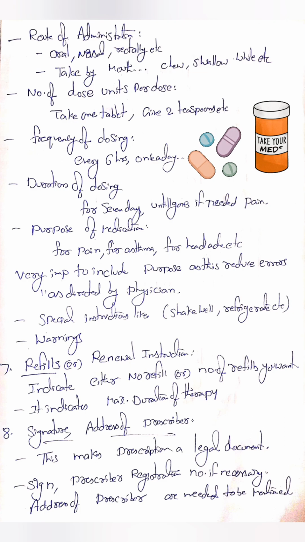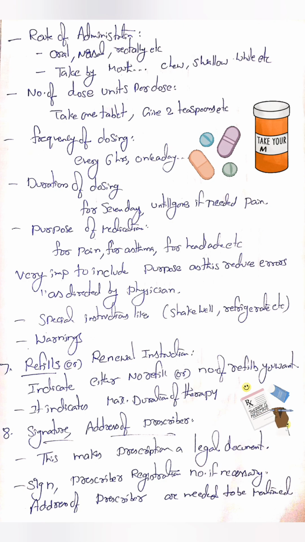The next one is purpose of medication. So for pain, for asthma, for headache, all these indications need to be mentioned in the prescription by the prescriber for the patient. It is very important to include the purpose, as this reduces errors and ensures the medicine is taken as directed by the physician. Okay, and then special instructions like shake well, refrigerate properly. If there are any warnings, those also need to be mentioned while writing the prescription.